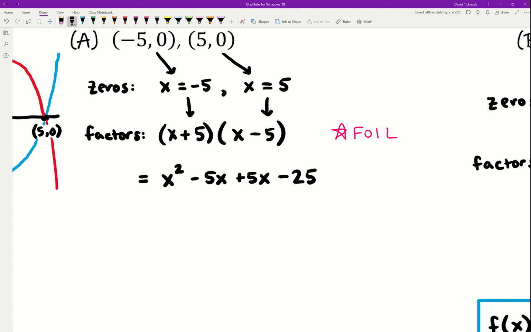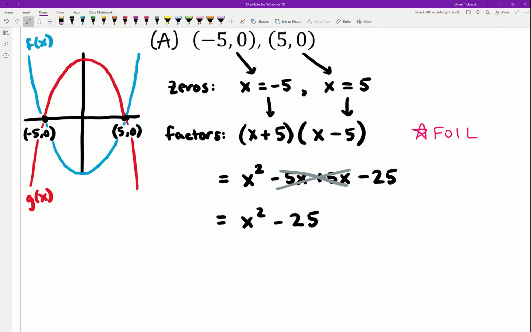What I want you to notice is that the terms in the middle, negative 5x plus 5x, actually cancel out and make 0. So we're simply left with x squared minus 25 as the function formula. That is our f of x from before, and that is going to be our blue parabola that opens up.